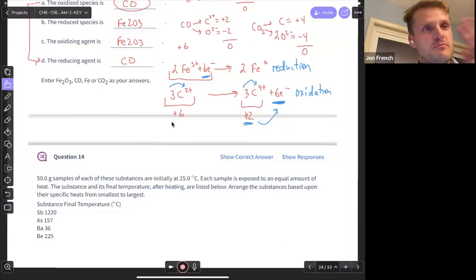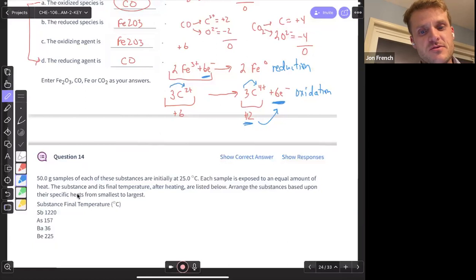Right, it should just be carbon monoxide. We don't need that coefficient 3. And it tells you in the question, right? It tells you in the question, either use this, this, or this, or this. We don't need that coefficient there.